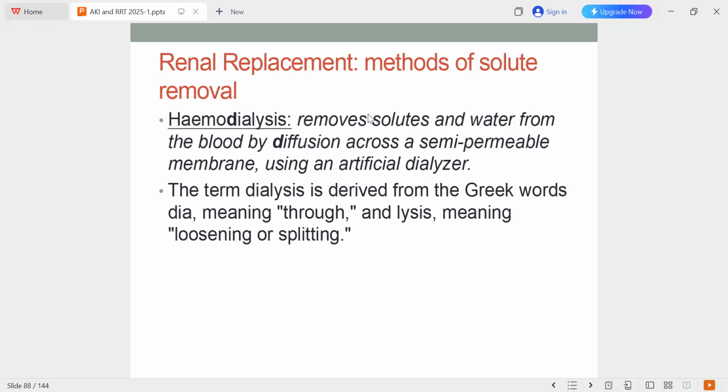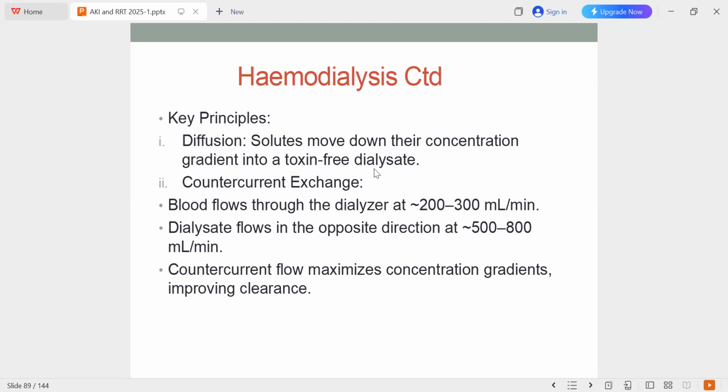So hemodialysis is the removal of solute and water from the body by diffusion across the semi-permeable membrane using an artificial dialyzer that we said earlier on. The word dialysis comes from the Greek words dia and lysis. Dia means through and lysis means loosening or splitting. So you're splitting solute and water and passing it through a dialyzer.